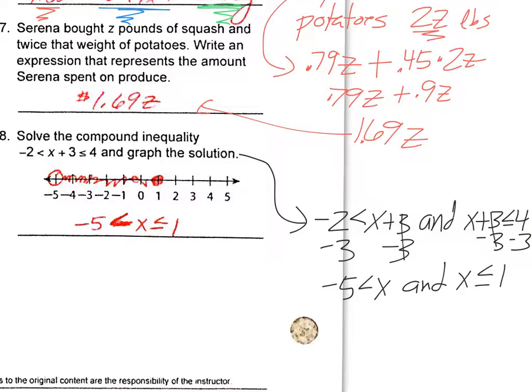So if I put all that together with the variable in the middle, I get negative 5 is less than x is less than or equal to 1. So at negative 5, I put an open circle right here. At 1, because it's equal, I put a closed circle, shade between, and there's my solution.